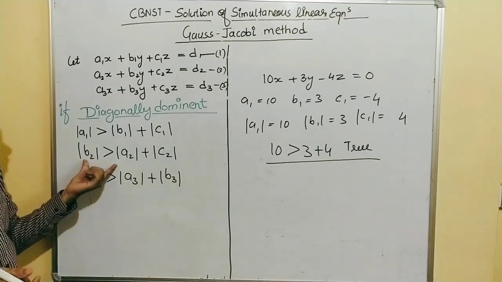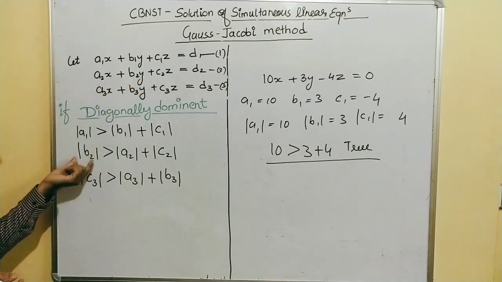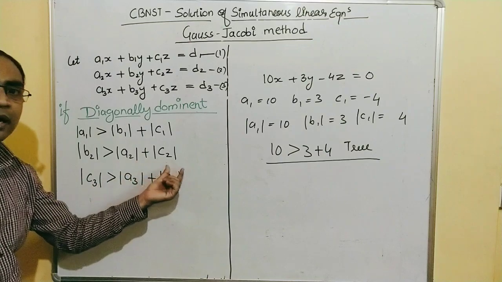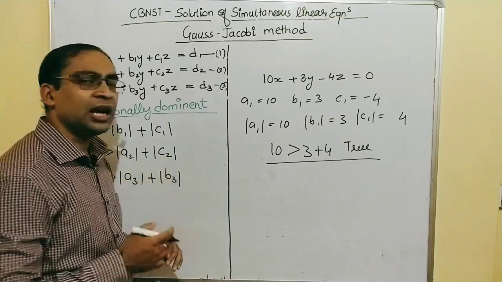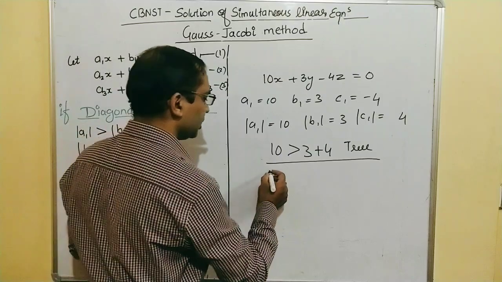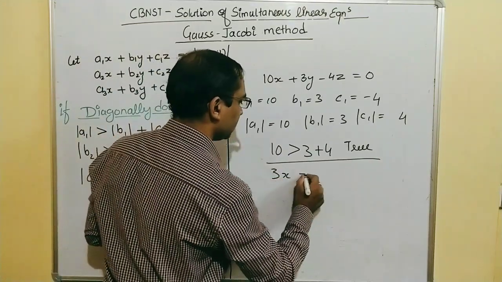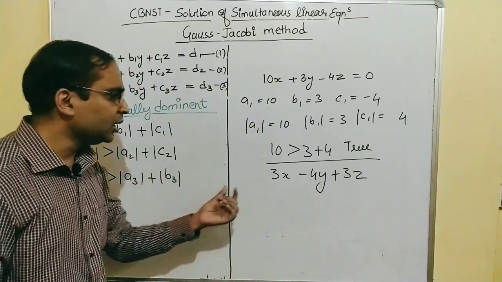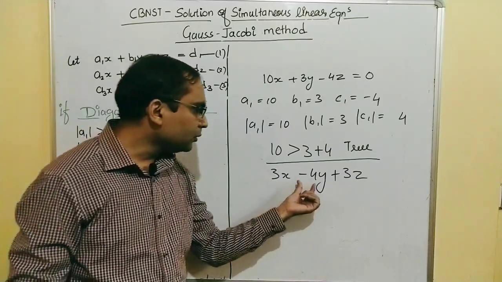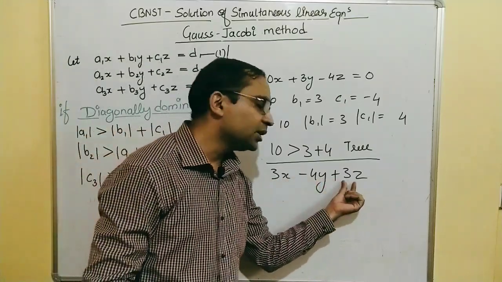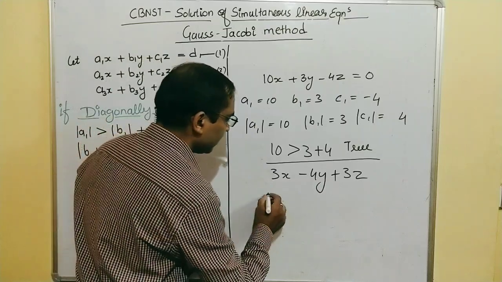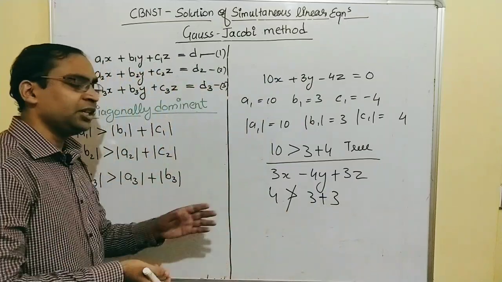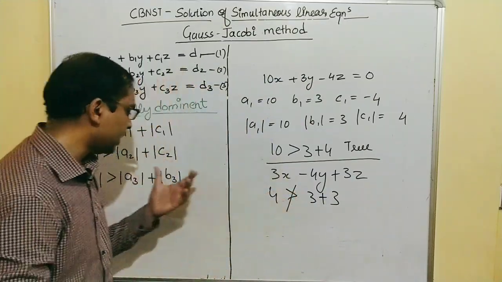Then the second condition will be applied onto the second equation. That means the absolute value of b2 should be greater than the sum of the absolute values of a2 and c2. Let's consider any second equation, let's say 3x minus 4y plus 3z. Here the absolute value of a is 3, of b is 4 and of c is 3. In this case 4 is not greater than 3 plus 3. So this equation will not satisfy this condition.